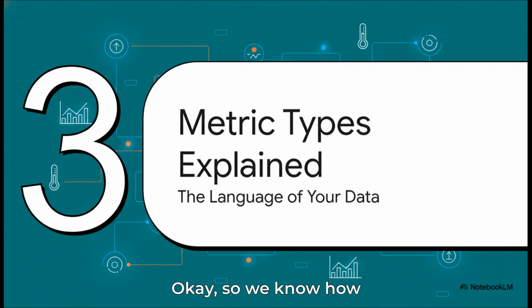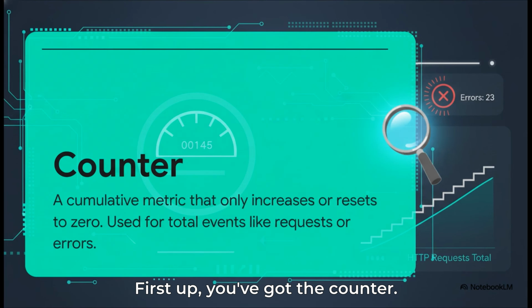Okay, so we know how Prometheus gets data. But what does that data actually look like? Let's get into the basic metric types, which are kind of like the fundamental language of Prometheus. First up, you've got the counter. The easiest way to think about this is like the odometer in your car. It's a number that only ever goes up. It never goes down. The only time it goes back to zero is if the service restarts.